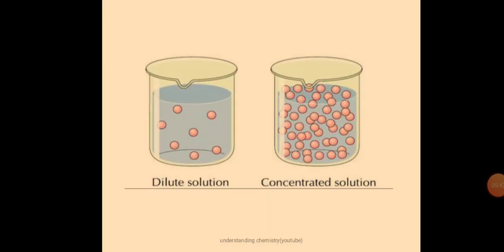Dilute solution means the amount of the solute is rather less compared to the mass of the solvent, whereas the concentrated solution means the amount of the solute is relatively more for a given mass of the solvent. The amount of the solute is comparatively more for a given mass of a solvent.